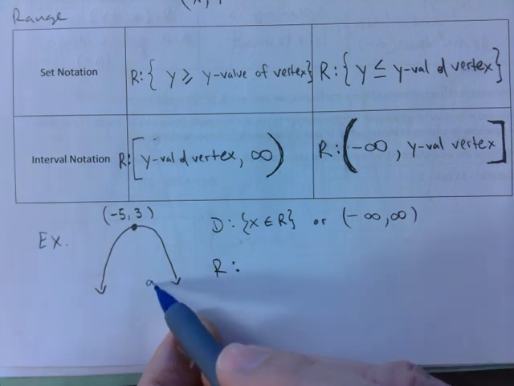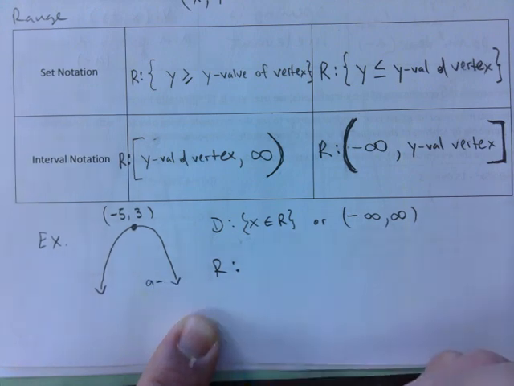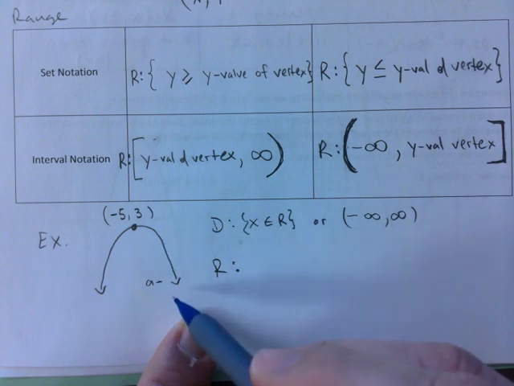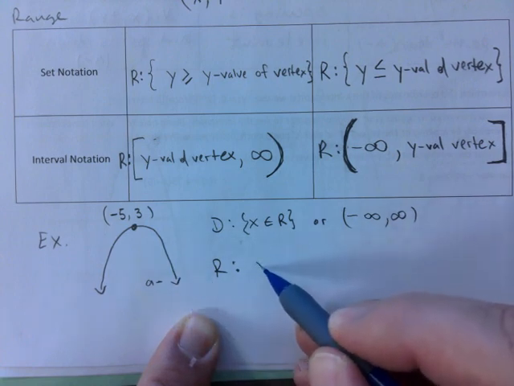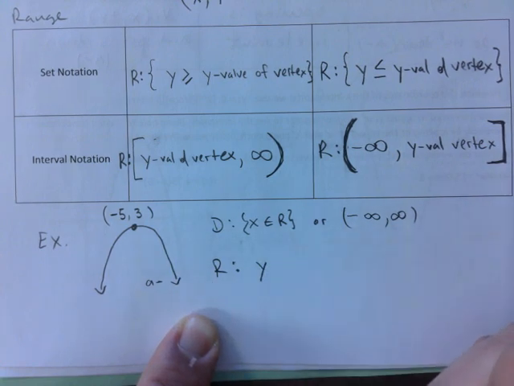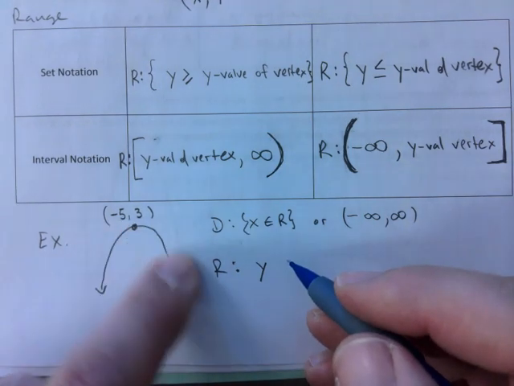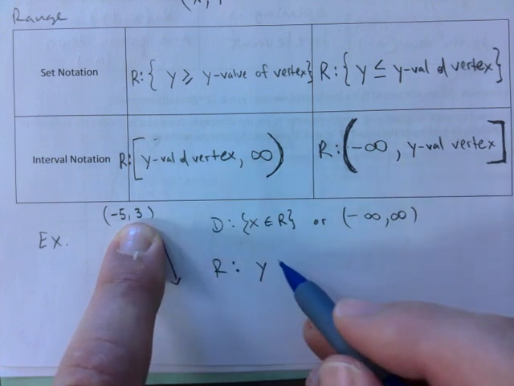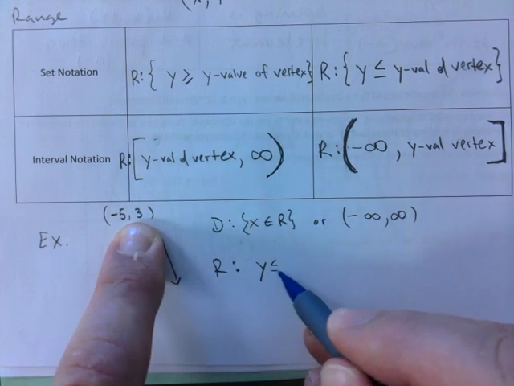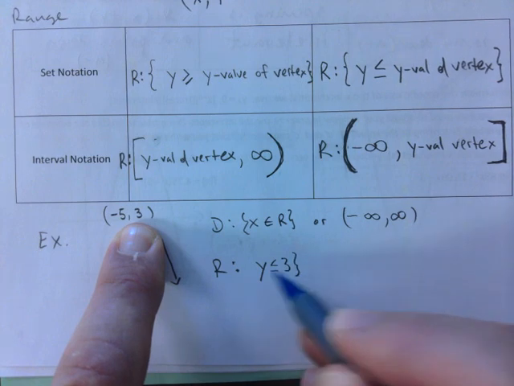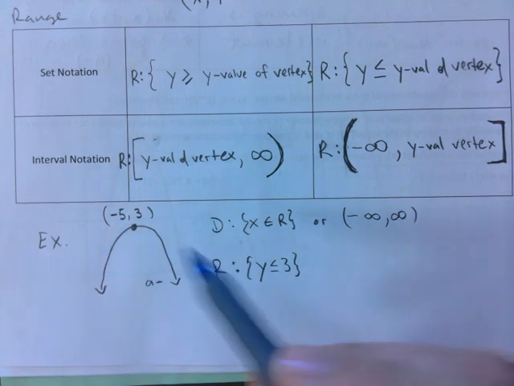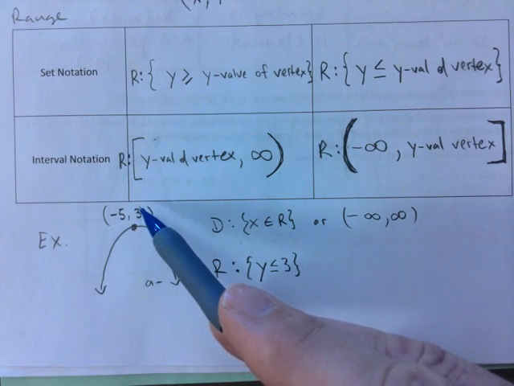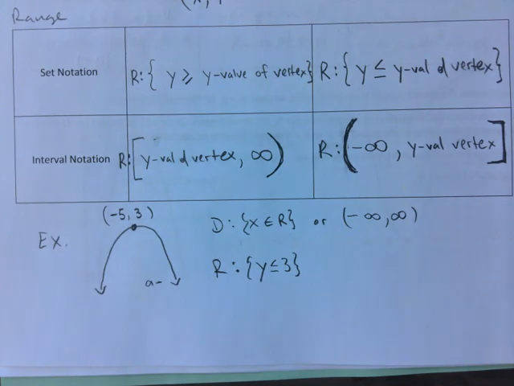So this is a case where a is pointing down, or a is negative, sorry. So for set notation, y would have to be what? Well, I look at this, and you look at the y value, it's 3, right? So y would have to be less than or equal to 3 here. If y is anything bigger than 3, this graph no longer exists, right? You can look either way, you're not going to see it.